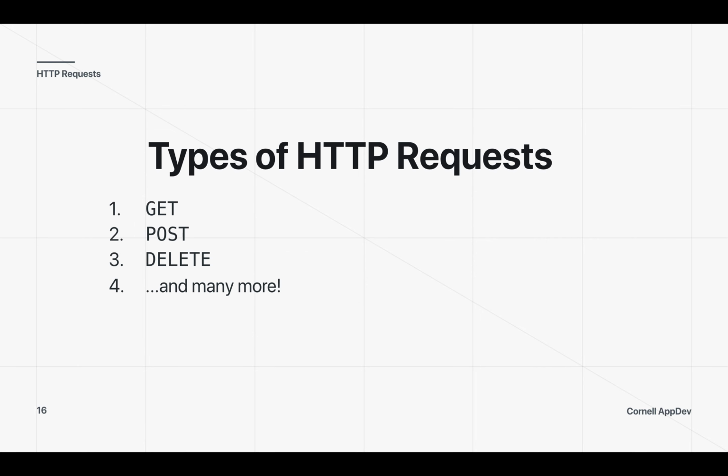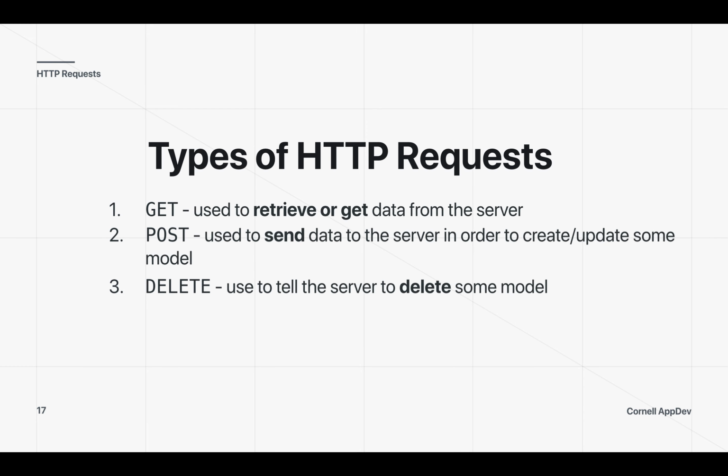So there's a couple types of HTTP requests. The first one is probably the most common and the one you'll use the most, which is a GET request. There's also a POST request, a DELETE request, and many, many more. But in short, a GET request is used to retrieve or get data from the server. So going back to that Facebook example, if we wanted to get a post from the internet, we would use a GET request.